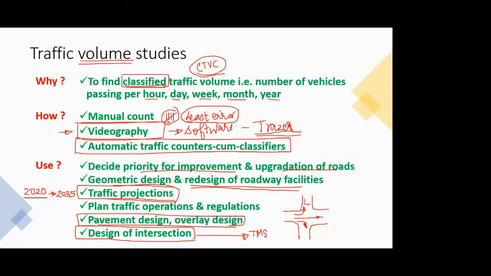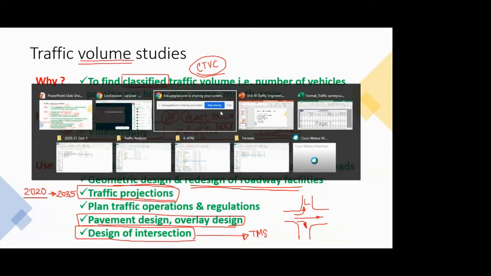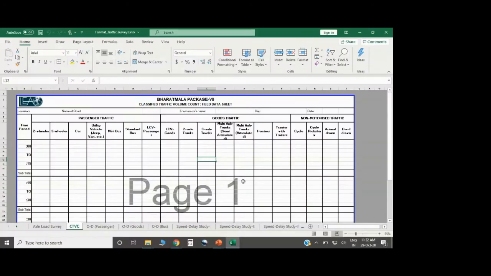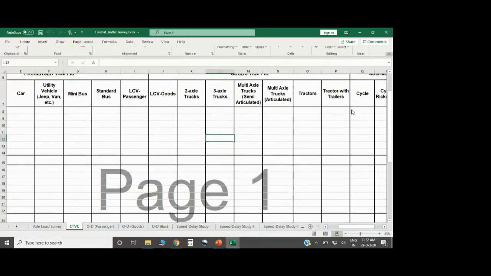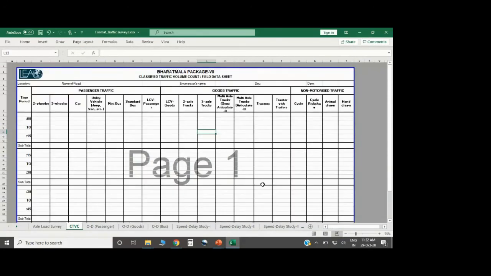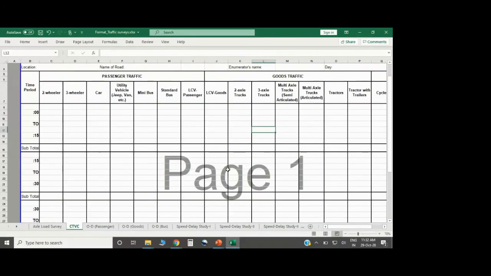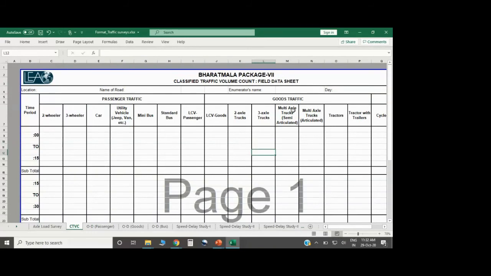If I just show you some glimpses of what a traffic volume study is, what I'll do is show you first the format in which this traffic volume study is done. So this is the format. I hope it's visible. So it's an Excel file. Okay.